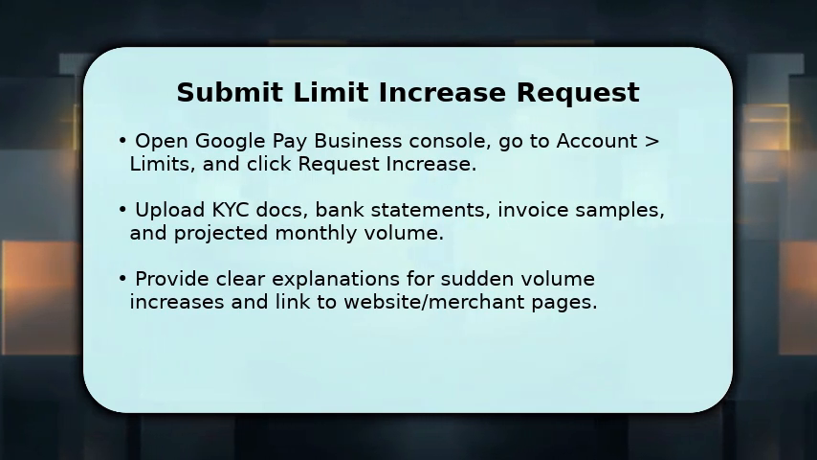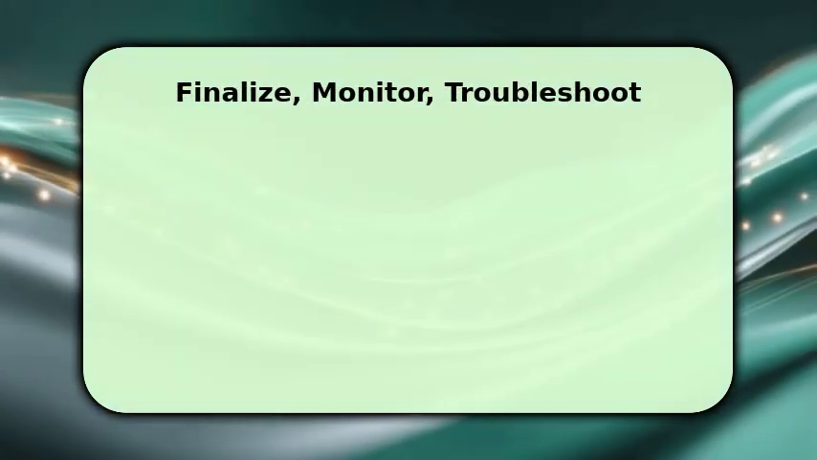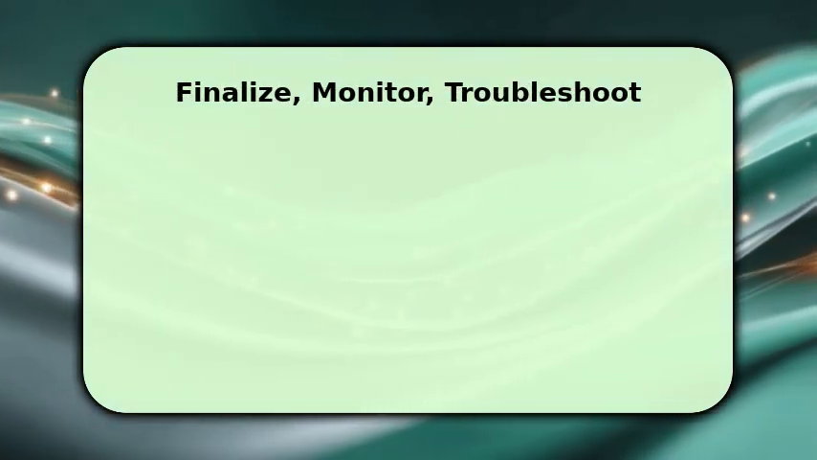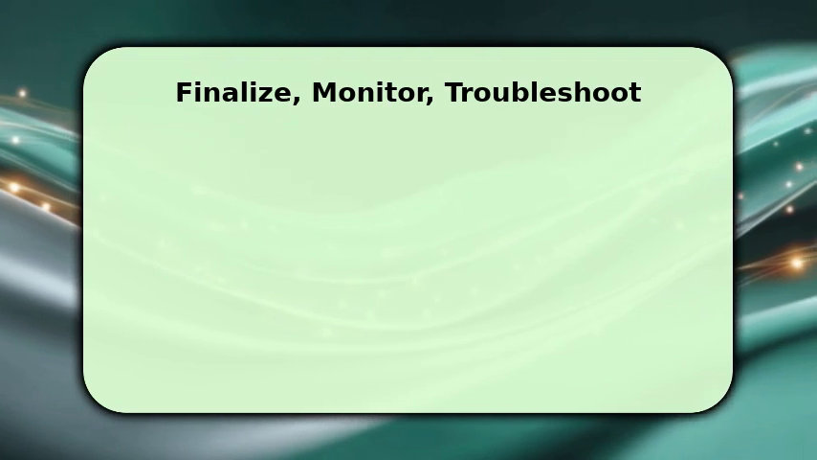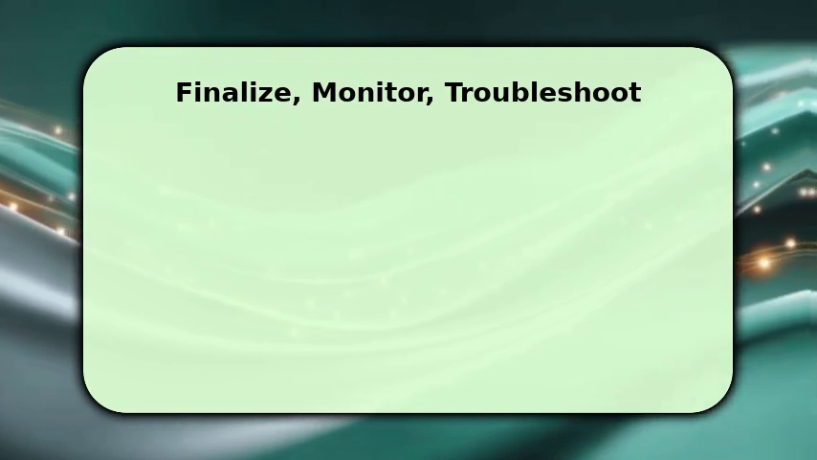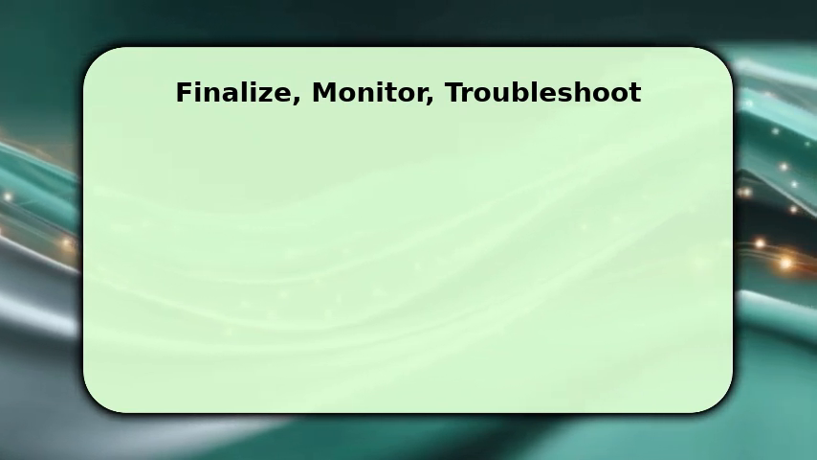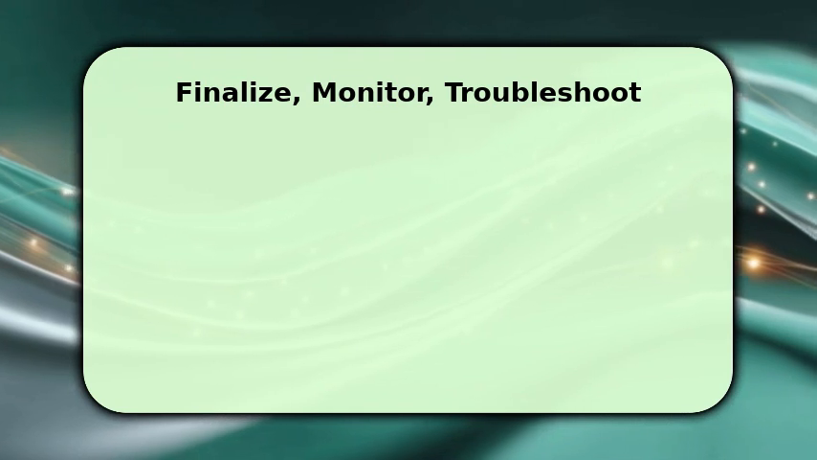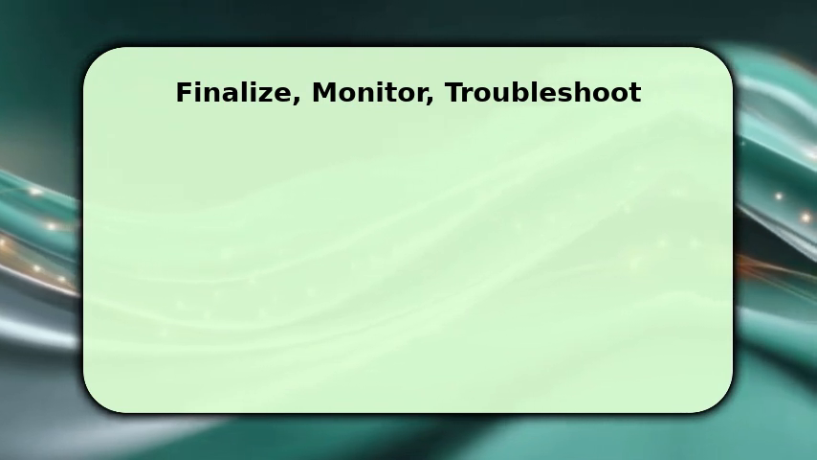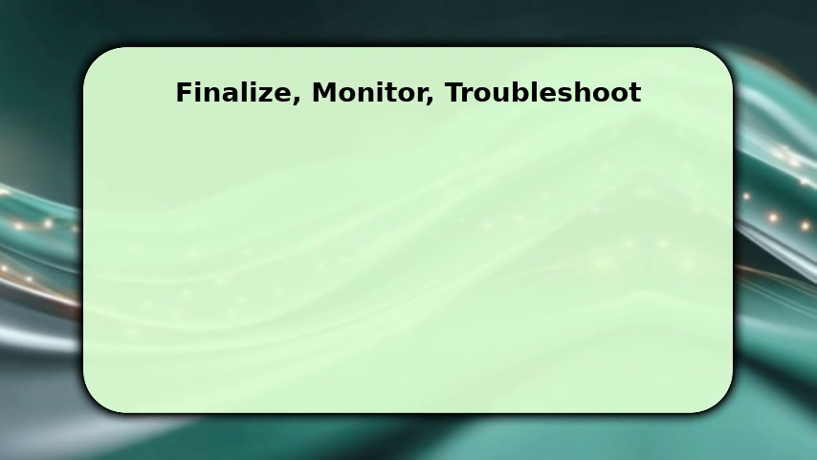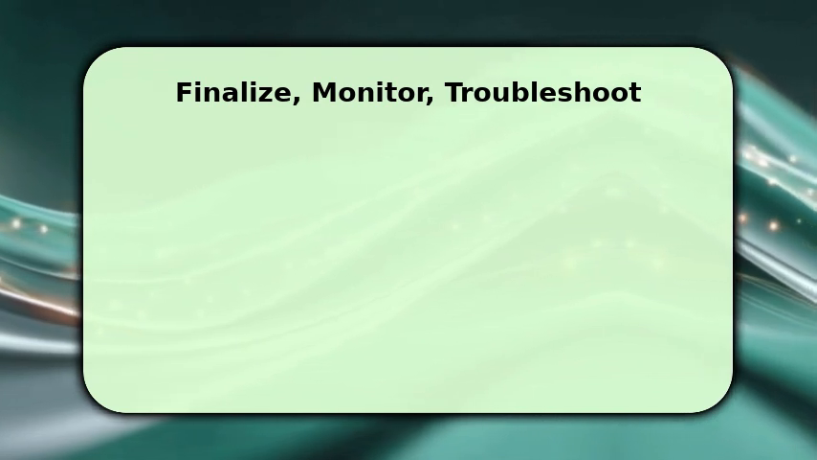You finish by monitoring the request status in the console and responding to any reviewer questions within 48 hours to avoid delays. If the increase is granted, update your internal limits and continue to document transactions. If denied, read the feedback carefully, reduce chargeback risk, tighten KYC, and prepare to reapply after about 14 days.